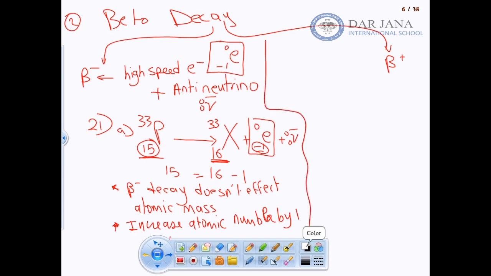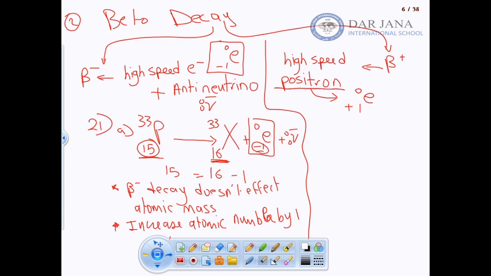Beta plus is a high speed positron, not proton, it is positron. Positron is a particle similar to the electron, but it has a positive charge and a 0 mass. So you can say it is an electron that is positively charged. You can say that, but it's a different particle. It's a new particle called positron.